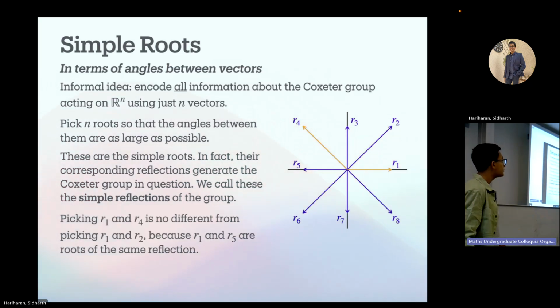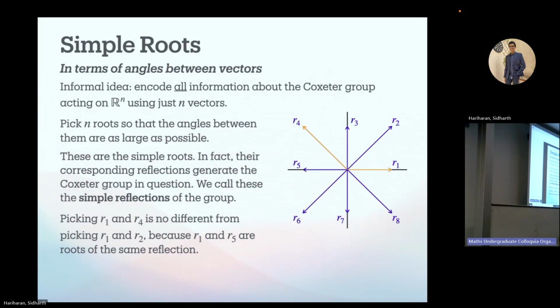Yes? Can we pick the angles so that they are as small as possible? That's an excellent question. That's actually answered by this. Because if you pick this one and this one, so that the angle is as small as possible, that will also generate the Coxeter group in question. But actually, that's essentially the same as picking these two, because picking R1 is no different from picking R5. So if you pick R1 and R2, that's the same as picking R5 and R2, and get the angles as large as possible.